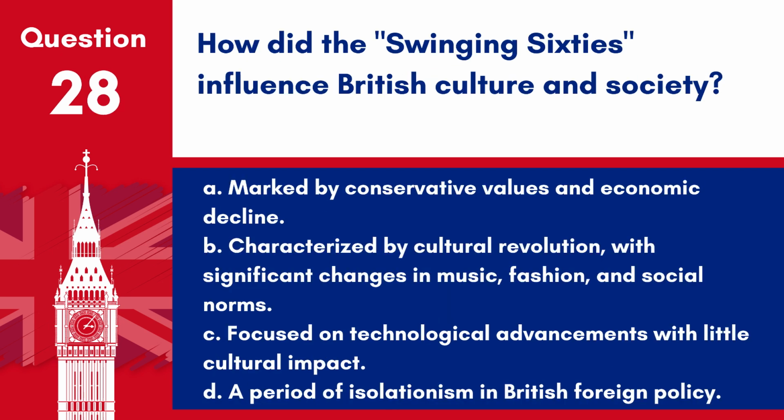Question 28. How did the swinging 60s influence British culture and society? A. Marked by conservative values and economic decline. B. Characterized by cultural revolution, with significant changes in music, fashion, and social norms. C. Focused on technological advancements with little cultural impact. D. A period of isolationism in British foreign policy.